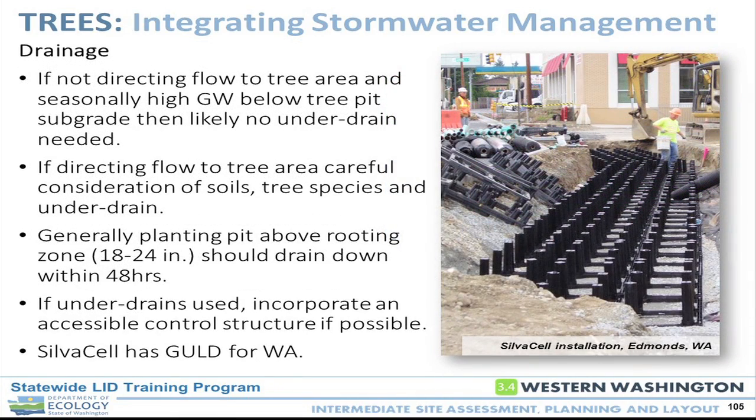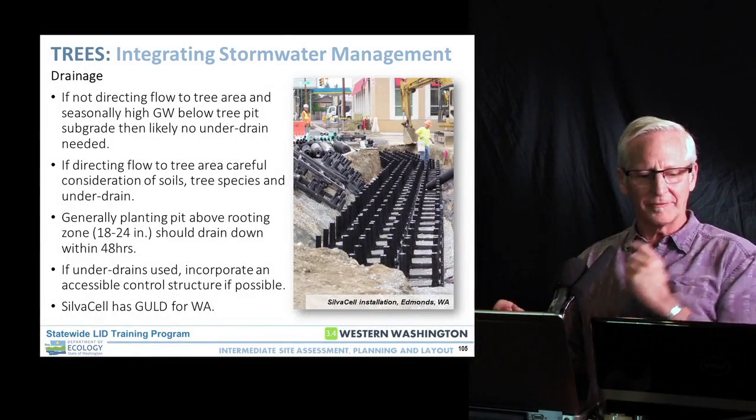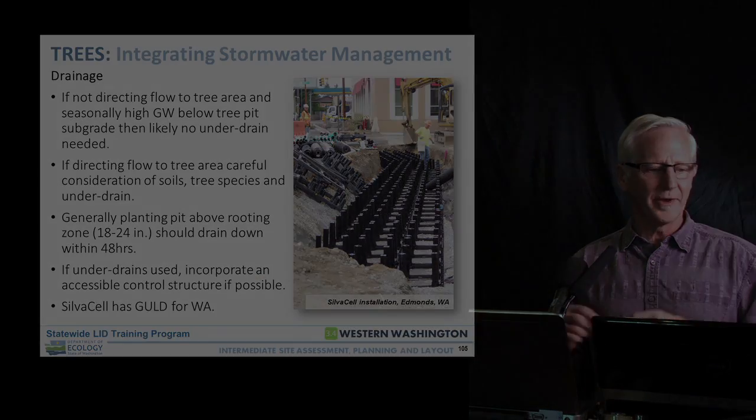So this is a picture of a project in the northern part of Seattle. It's a Silva installation. We'll use this as an example as we go through here. We've talked about all those other benefits, and now we're going to focus on stormwater management. So if you have adequate separation to your seasonal high groundwater, not bringing water in from somewhere else, you likely don't need an underdrain system.